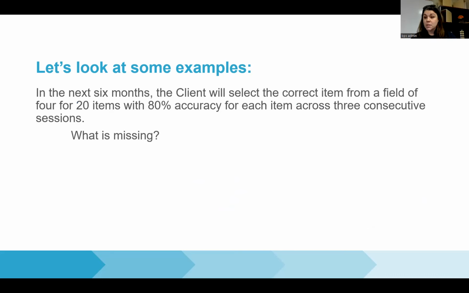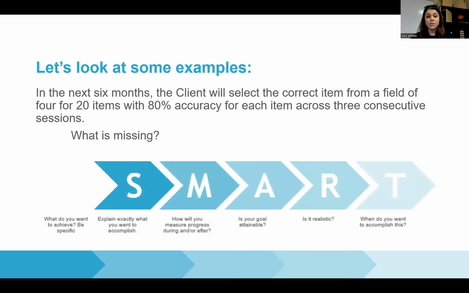Okay. Here's another one. This one's a little bit wordy. In the next 6 months, the client will select the correct item from a field of 4 for 20 items with 80% accuracy for each item across 3 consecutive sessions. Okay, let's go back to our SMART goals and see what's missing. Do you know what you want to achieve? Yeah, we want them to select an item from a field. Do we know exactly how we want them to accomplish it? Yeah, we want them to be able to do 20 items in a field of 4. Do we know how we're going to measure it? Yeah, we want them to get each item correct 80% of the time.